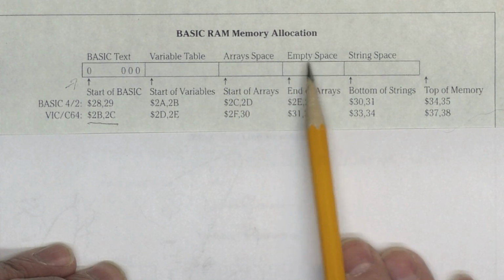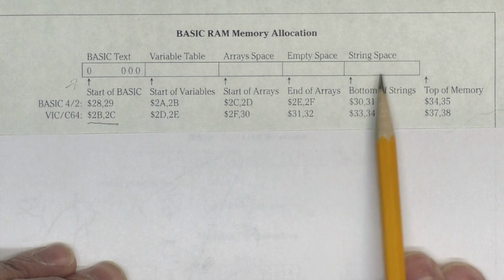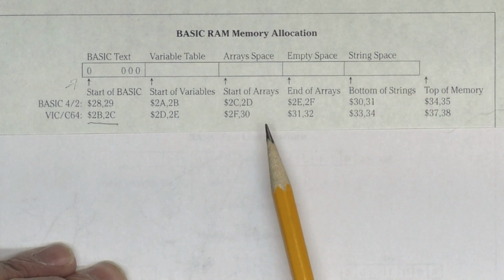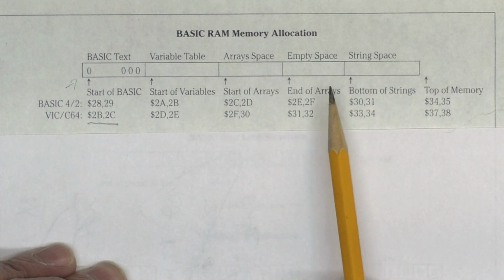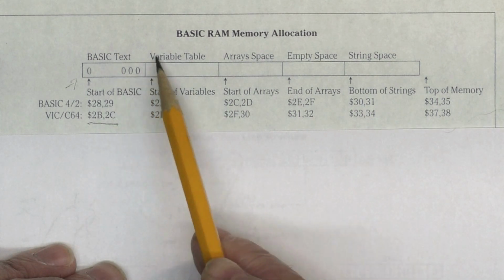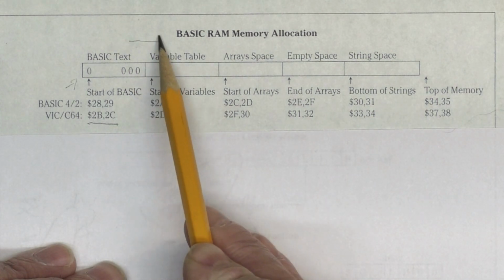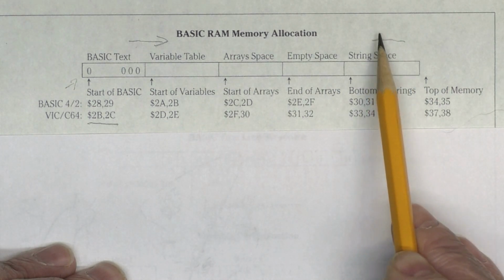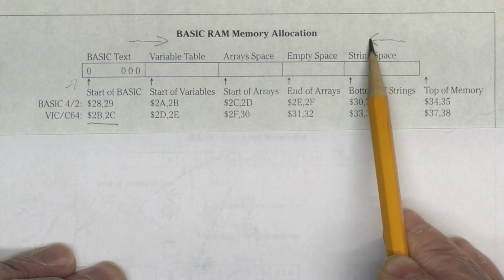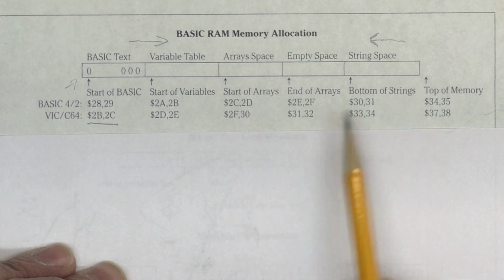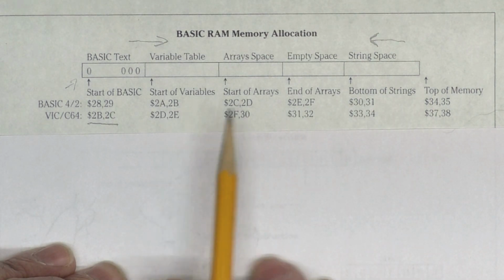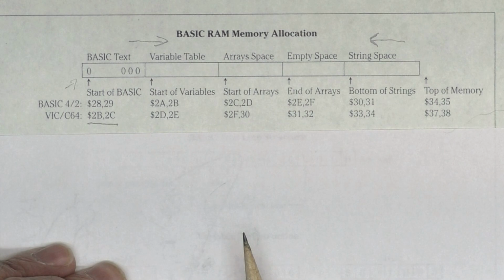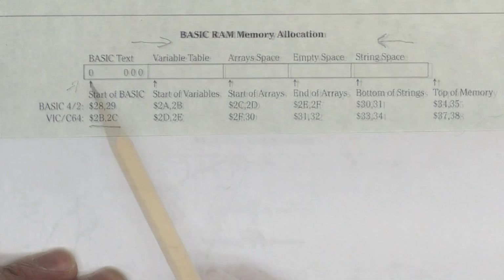Then there's whatever empty space you have left, and at the very end of the BASIC program memory area, you have your strings. And while everything else builds from the bottom of the memory this way, strings are a little odd in that they build from the top of the BASIC memory down. This is so you don't have to keep pushing strings around every time your other variables would change, because moving strings is very expensive time-wise.